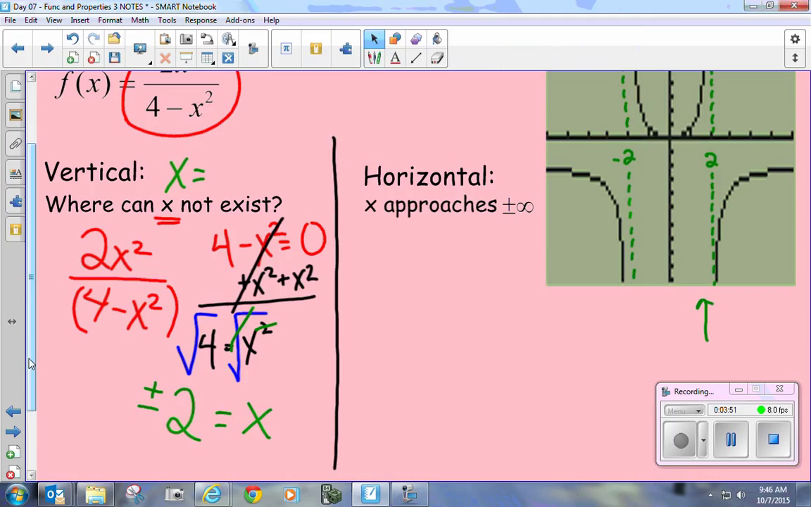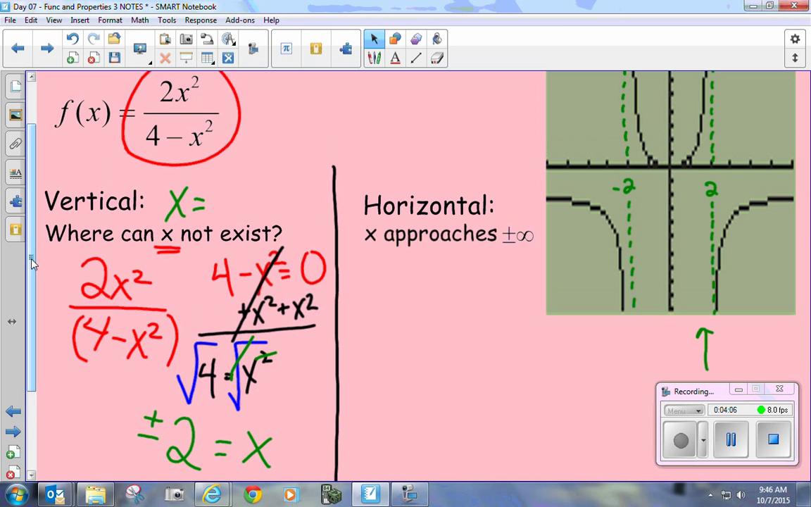So, vertical was we figured out what value of x makes our function undefined, and we drew our 2 vertical lines, and those were our asymptotes. Now, what about horizontal? Horizontal actually is a little bit easier. I take my function, 2x squared over 4 minus x squared.